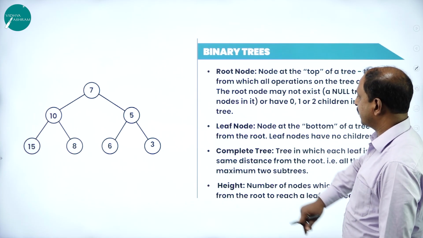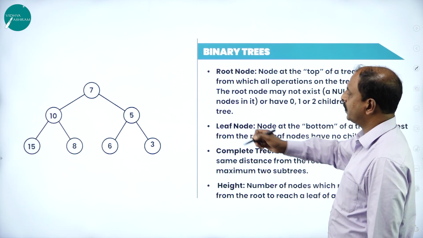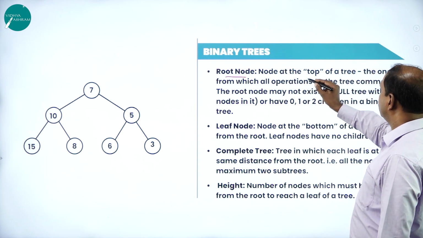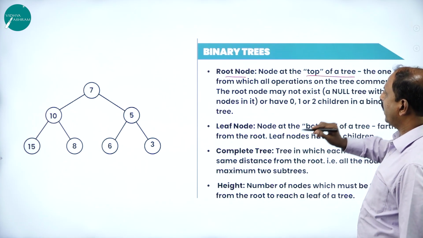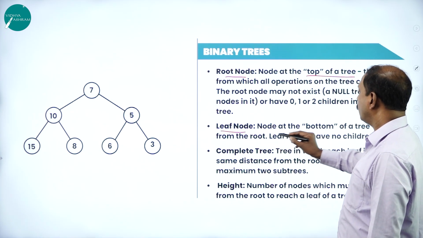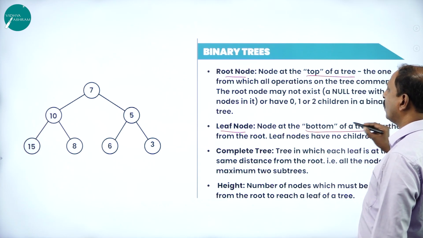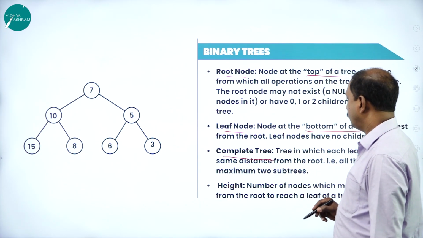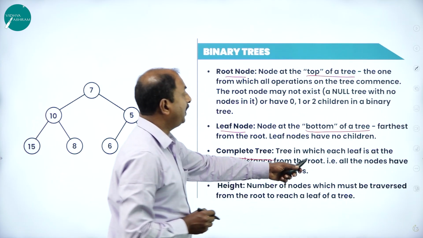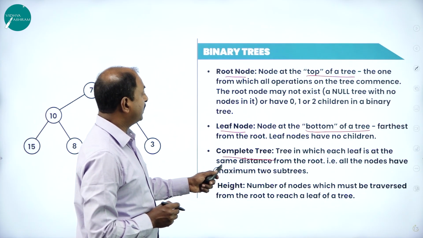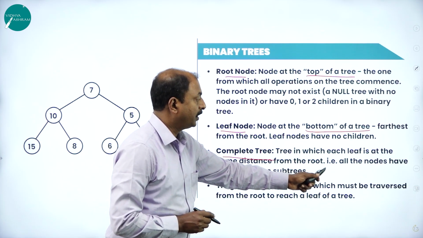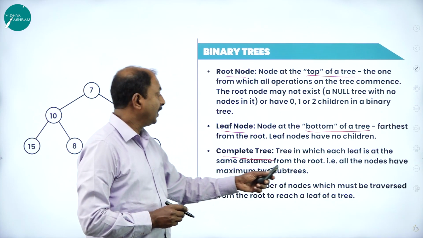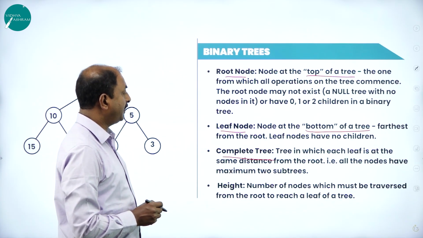In the next slide, we will see the definition of a few terms. Here, root node. In a binary tree, the root node is the top of the tree, and the node at the bottom of the tree is called the leaf node. And what is a complete tree? A tree in which each leaf is at the same distance from the root. I mean, all the nodes have a maximum of 2 subtrees. So this is the definition of a complete tree.